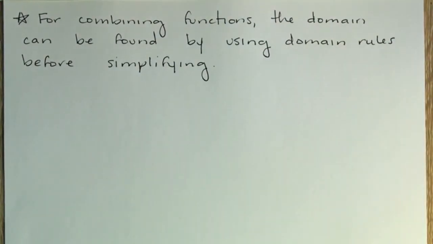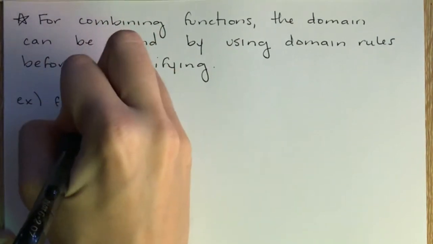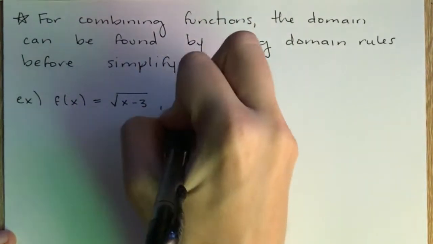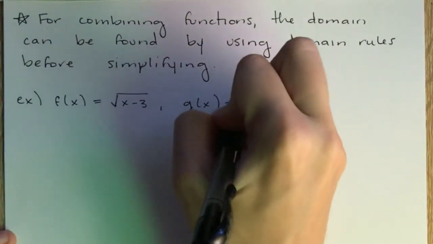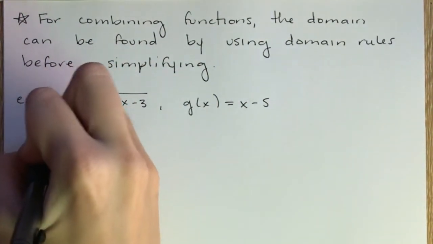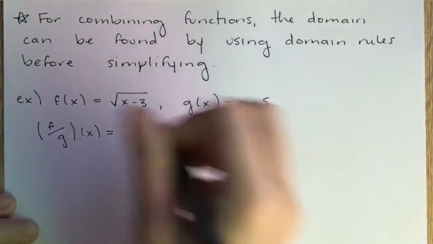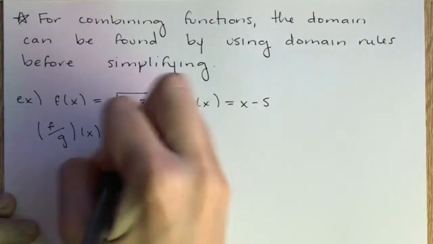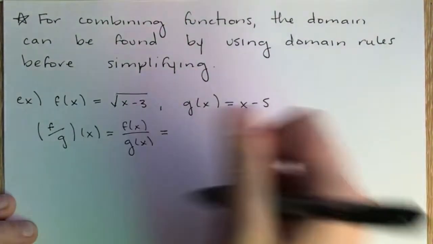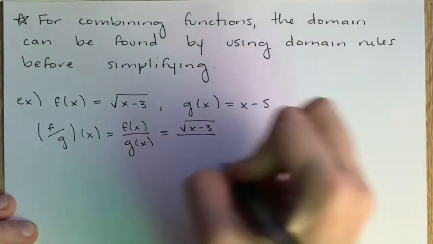So, for example, let's look at a couple of questions. Let's say we have f of x equals the square root of x minus 3, and g of x is x minus 5. f over g of x, what is this? Well, f of x over g of x. We just write f of x on top, and we write g of x underneath.